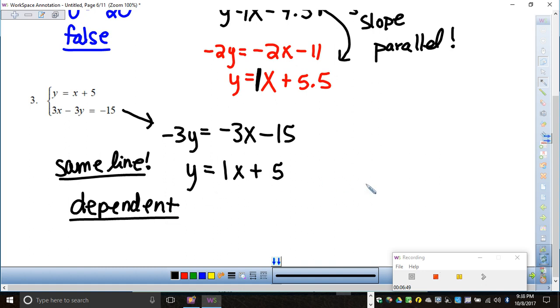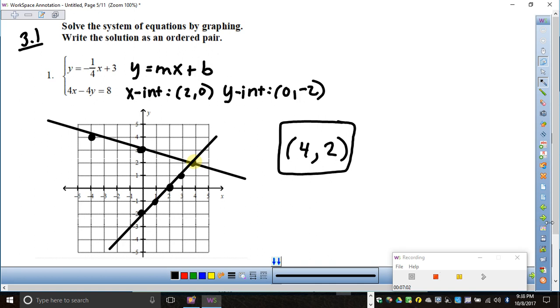Now, if we ended up with two different lines, different slopes, different y-intercept, it would be independent, and that would just be one solution. So that's like the first problem that we did. That one was independent.